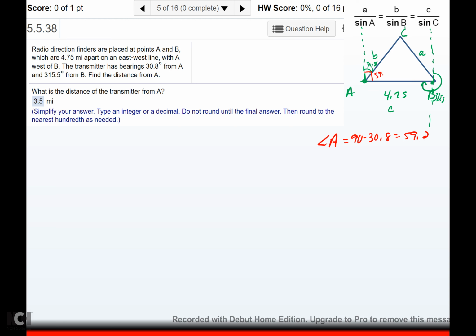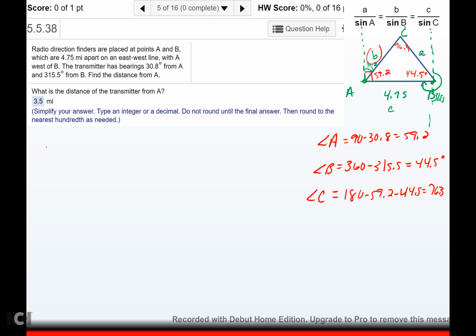So in here is 59.2. And to get angle B, I'm going to take 360 and take off the 315.5, which would make the angle inside 44.5 degrees. And then I can get angle C by saying 180 minus 59.2 minus 44.5 is 76.3. And now, what am I trying to find? I'm trying to figure out the distance from A. So I'm trying to figure out little b.